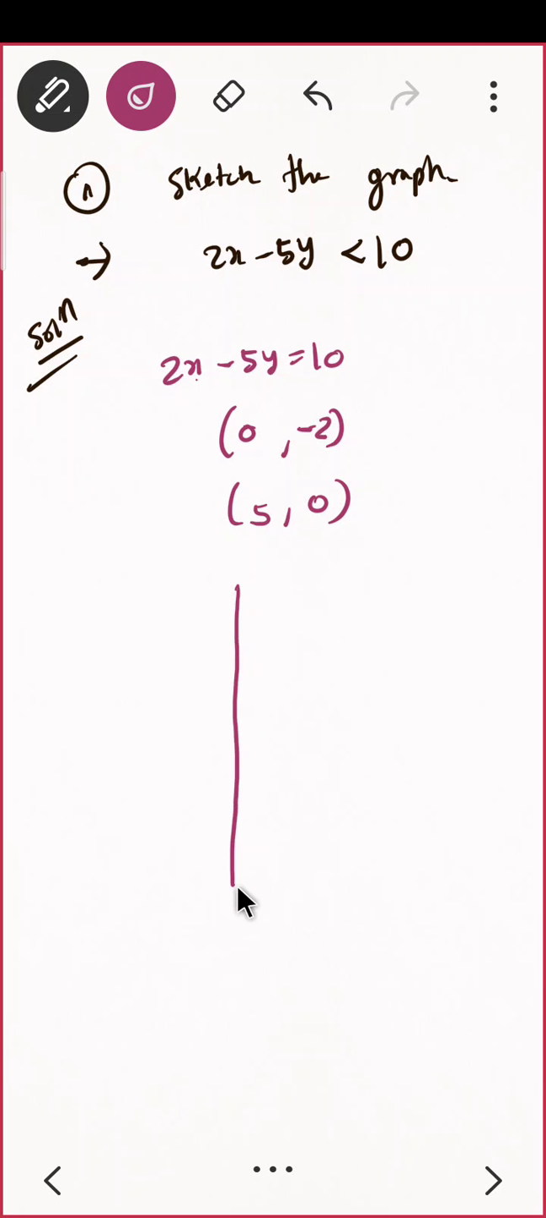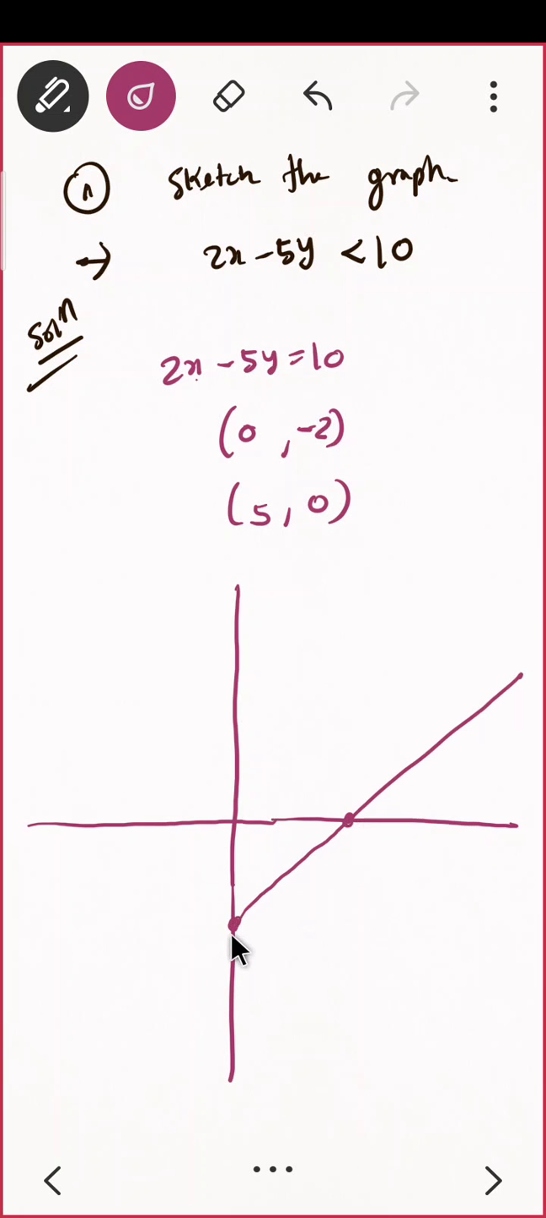Can you hear me? Is that correct? Now tell me, where will be this point? 0 comma -2 will be somewhere here, and 5 comma 0 will be somewhere here. Correct? So I'll just plot it. Now this is my straight line. Now can somebody tell me which side is this graph?